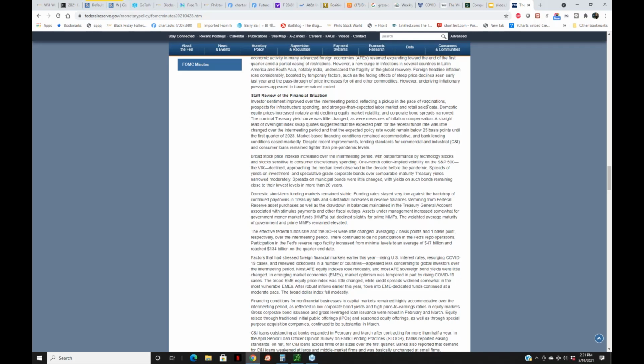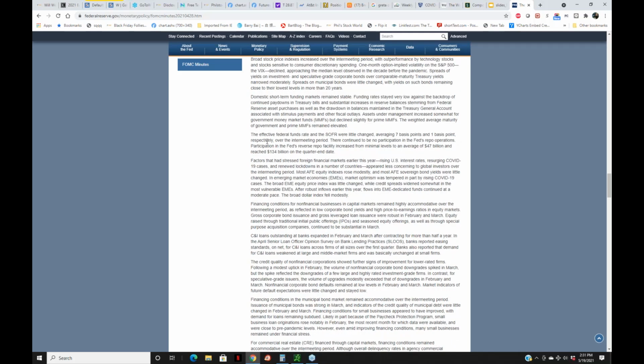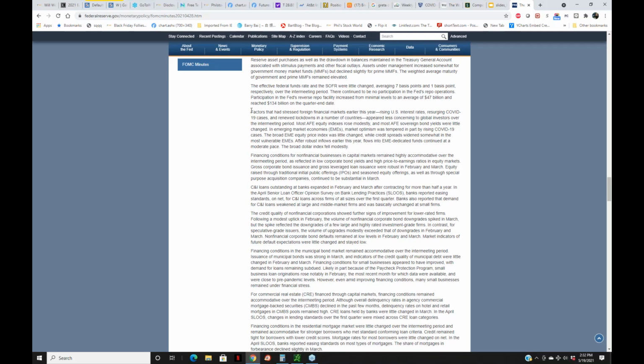Investor sentiment improved. Straight read of overnight indexes, low 25, despite improvements. Lending standards for commercial, industrial, and consumer loans were tight. Broad stock prices increased, with outperformance of tech stocks. One-month implied volatility declined, approaching median level. Treasury yields modestly, spreads on bonds, little change. So not saying anything about the market. Domestic short-term funding remains stable. Fed funds rate with little change, blah, blah, blah.